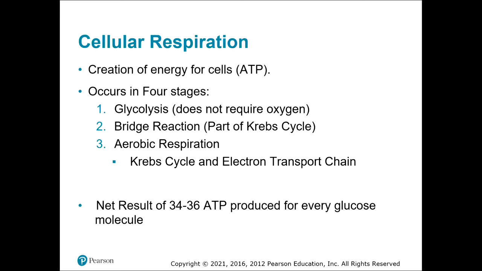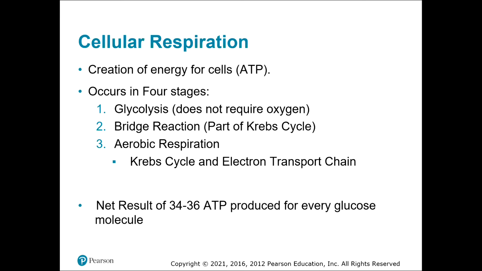So cellular respiration. It's the creation of energy for cells, aka ATP. This typically occurs in 4 stages. I'm going to go over this very broadly, just so you understand how ATP is produced. I'm not expecting you to know the ins and outs of every single one of these stages. Just know that these are the stages used for the production of ATP, because when we get into aerobic and anaerobic metabolism, that's what this is talking about. Okay?